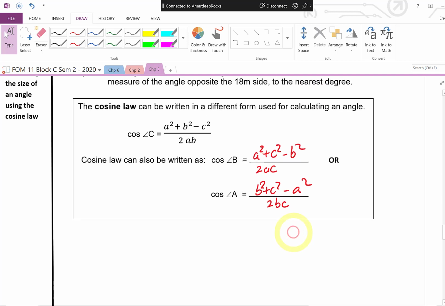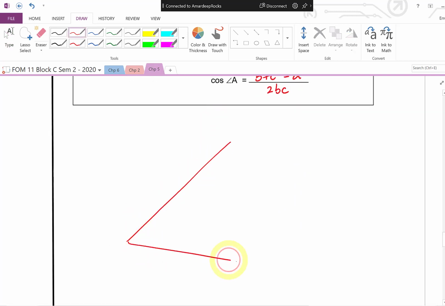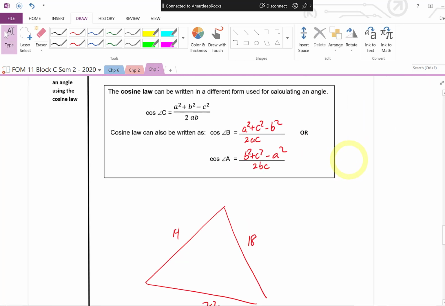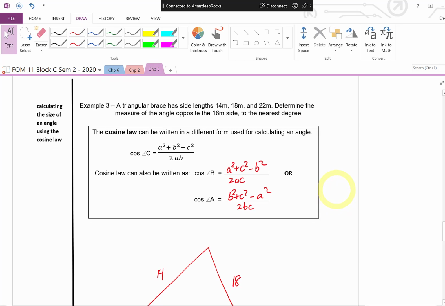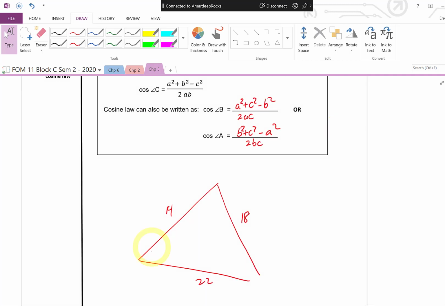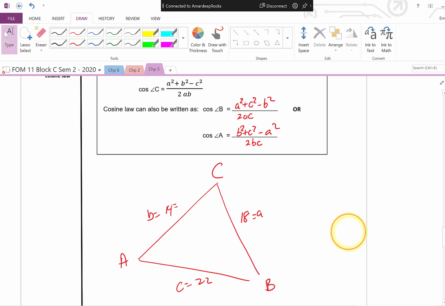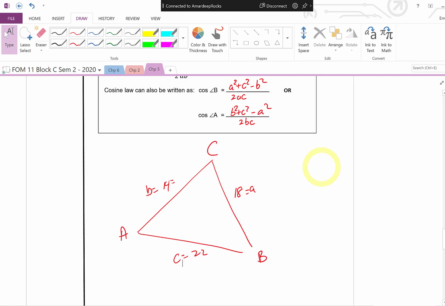All right, so 14, 18, 22. So I'm going to draw a triangle. And what we're looking for is, it says here, find the angle opposite the 18-meter one. Okay, so I'm just going to call this angle A. That means this is little a, this is little b, and this is little c. So if we're looking for angle A, that means cosine of angle A is equal to b squared plus c squared minus a squared over 2bc.